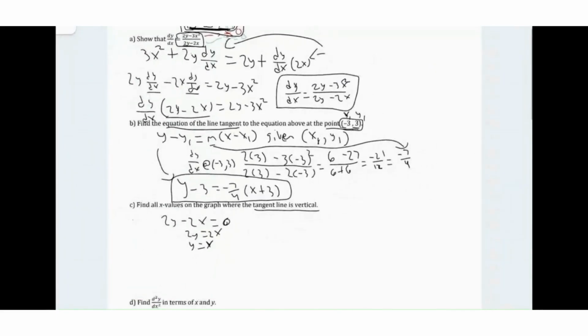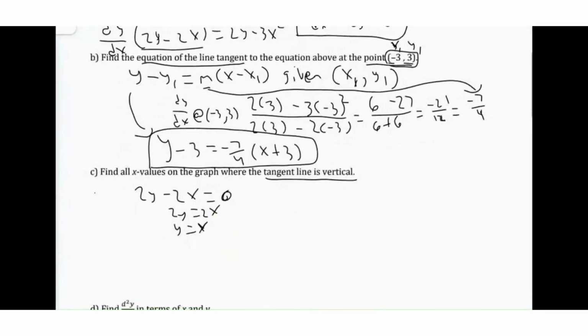So what that's going to get me is x cubed plus x squared equals 2x times x, so just 2x squared, right? And I'm going to subtract 2x squared on both sides, so I get x cubed minus x squared equals 0. Now this is a big step here.